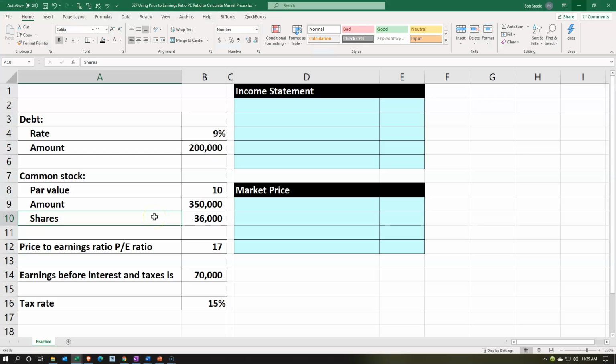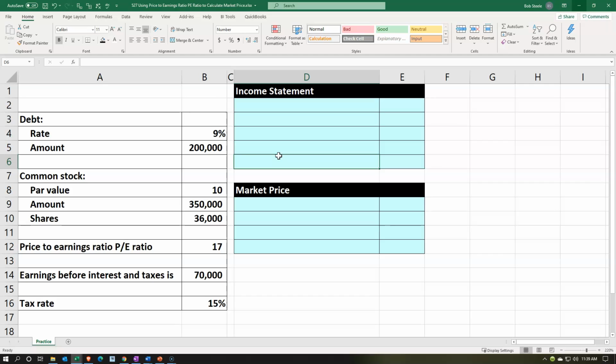Here we are in Excel. We have the information on the left. We're going to put that into the blue area into our worksheet on the right. We will be using the PE ratio and the earnings per share in order to calculate the market price. So in order to do that, we're first going to figure out a portion of the income statement to get to the net income, on which we can then calculate the earnings per share. Then we can use the PE ratio in order to figure the market price.